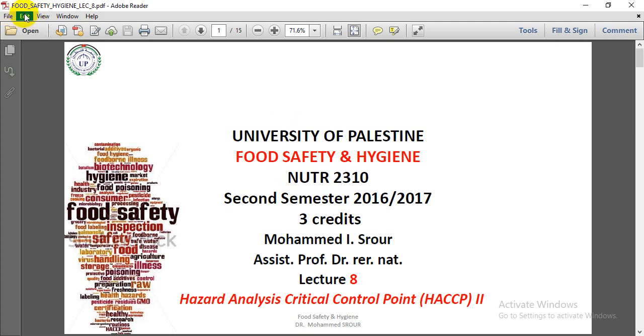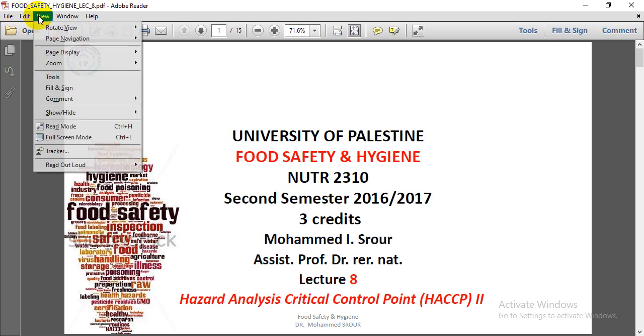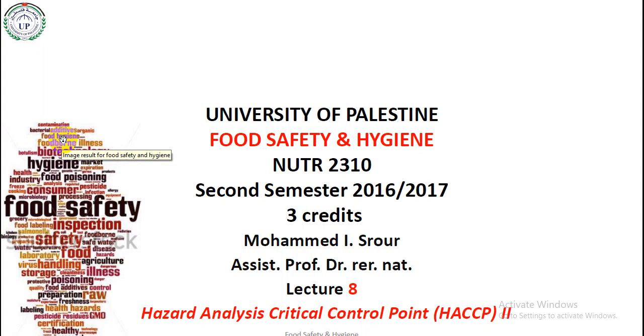Dear student, today we will go through Hazard Analysis Critical Control Point, part number 2. In the last lecture we talked about the 7 principles for HACCP. The first one was how to conduct hazard analysis, and this is a very important action, step and principle. We have to draw a flow diagram to conduct the best hazard analysis ever.